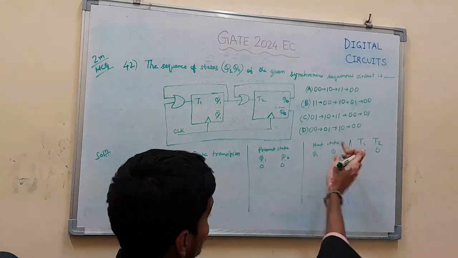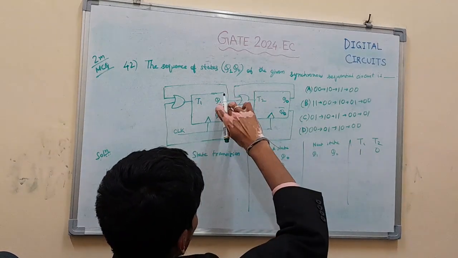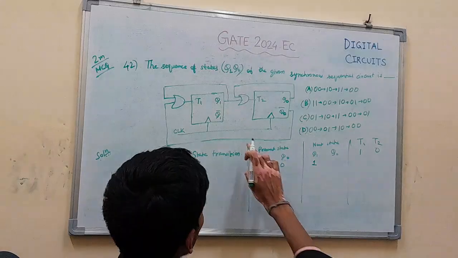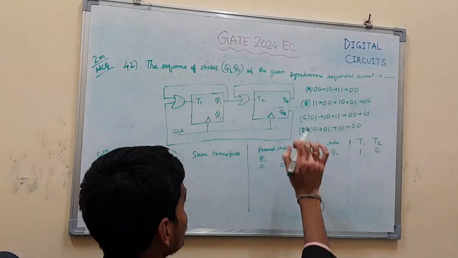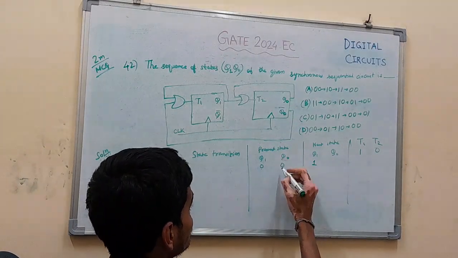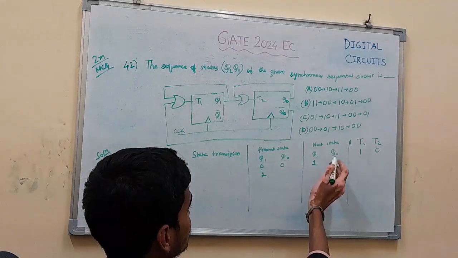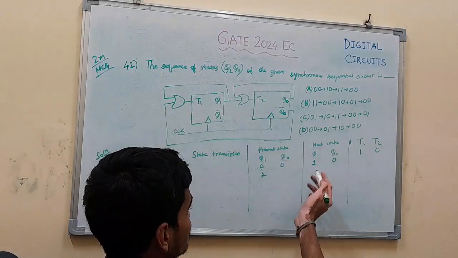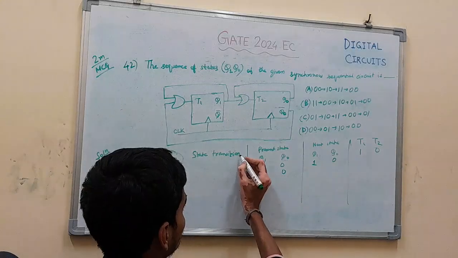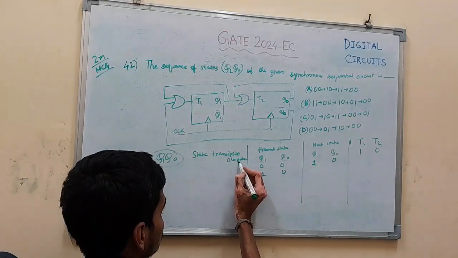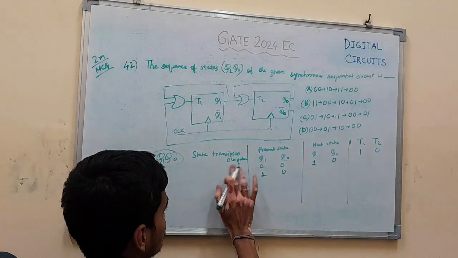If T1 is 1, then Q1 will toggle, changing to the inverted state. From 0 it will become 1. But T2 is 0, so Q0 will remain at its original state, so it will be 0. So the next state will be 10. The present state becomes the next state at the next clock pulse. Clock pulses are there, 1, 2, 3, like this.